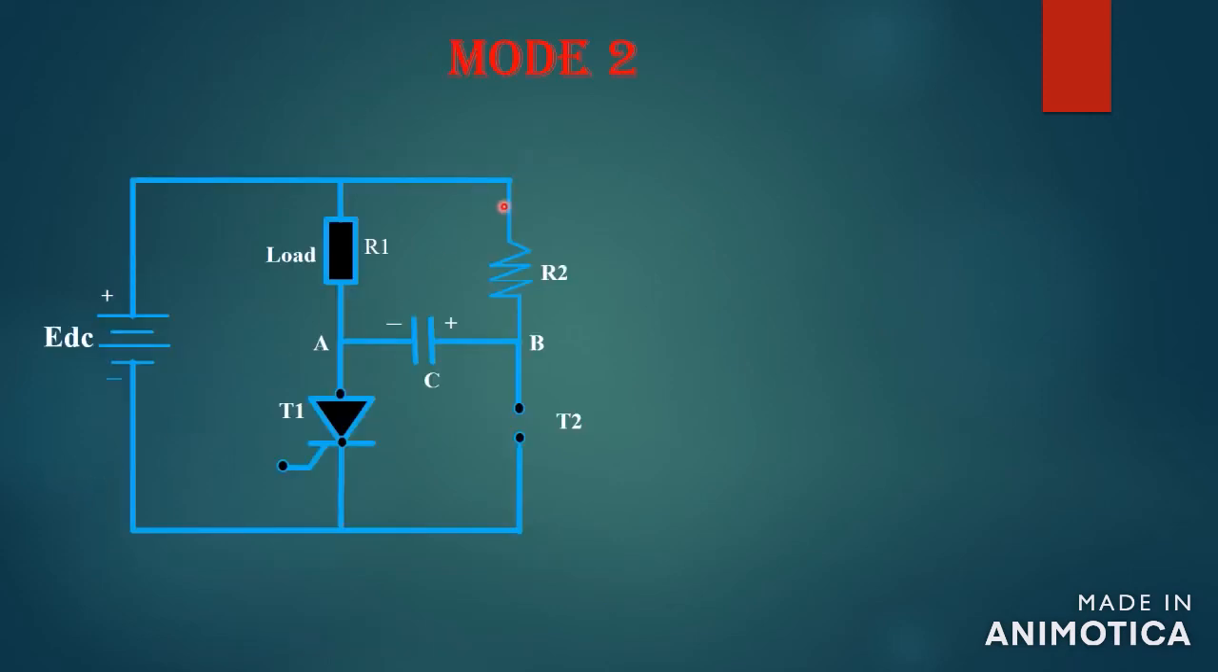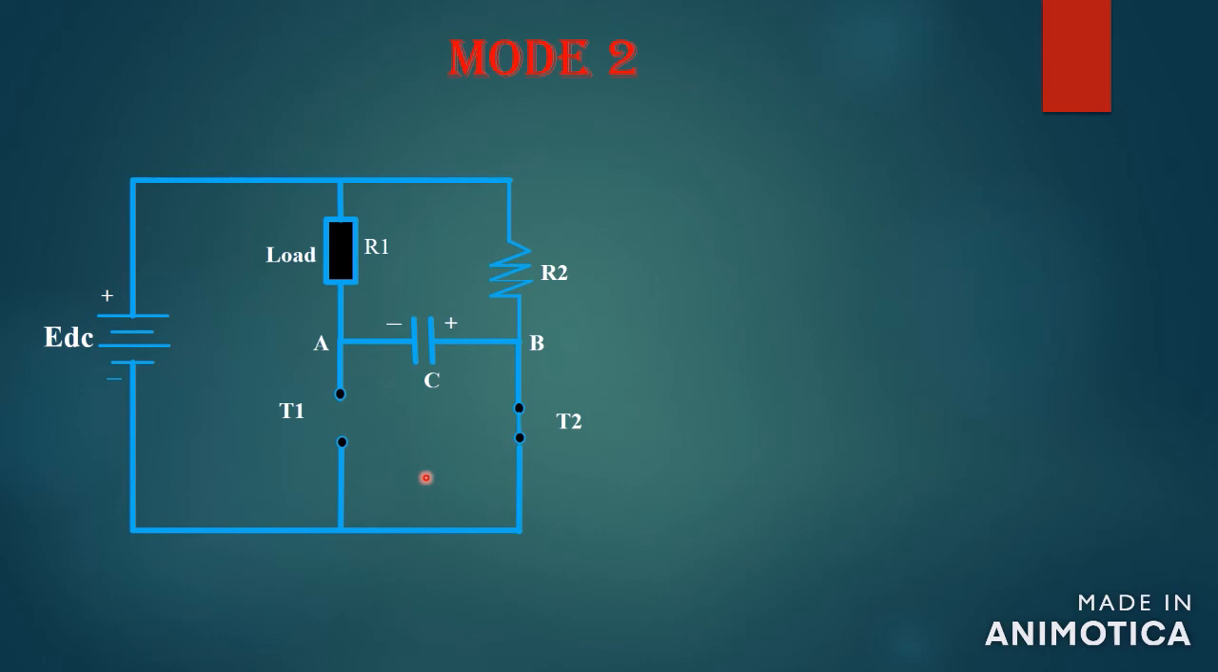So now we'll discuss the mode 2 operation. So in mode 2 operation, the thyristor T2 is triggered. Once the thyristor T2 is triggered, the negative polarity of the capacitor voltage gets connected towards the anode of the thyristor T1, and the positive polarity of the capacitor gets connected towards the cathode of the thyristor T1. So as a result, the reverse voltage gets applied across the thyristor T1, and the thyristor T1 will get turned off.